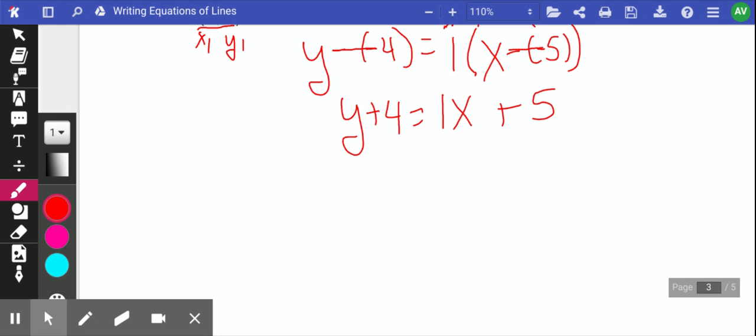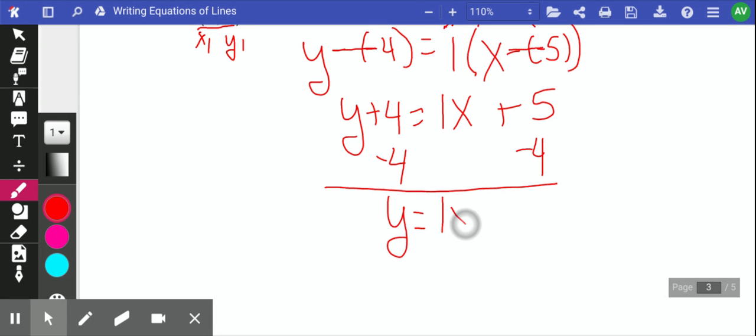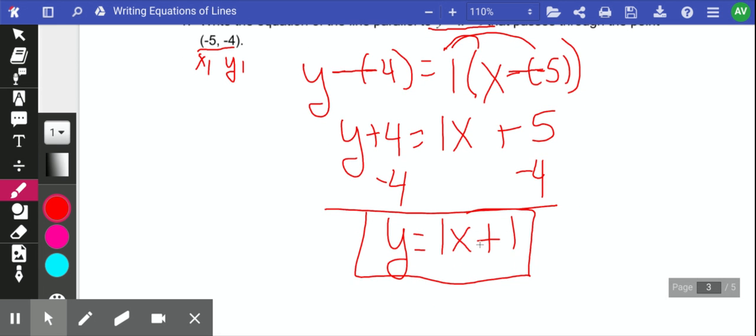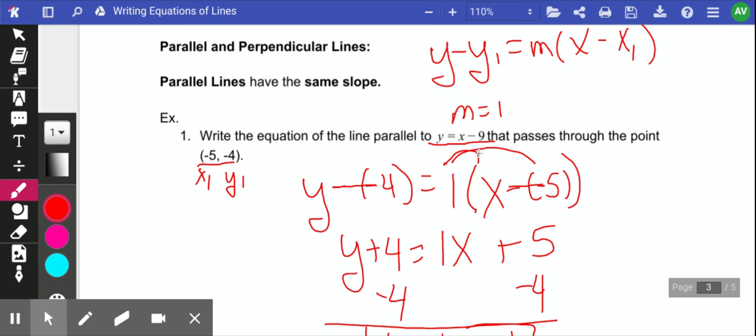Now I'm going to get the 4 over to the other side of the equation. So I do minus 4 to both sides, and that gives me y equals 1x plus 1, since 5 minus 4 is 1. That is the equation of my parallel line. So see how the parallel line still has the same slope. It's still 1x, but the y-intercepts are different, and we did not need that negative 9 for anything. We only used the slope, and then we used the point.